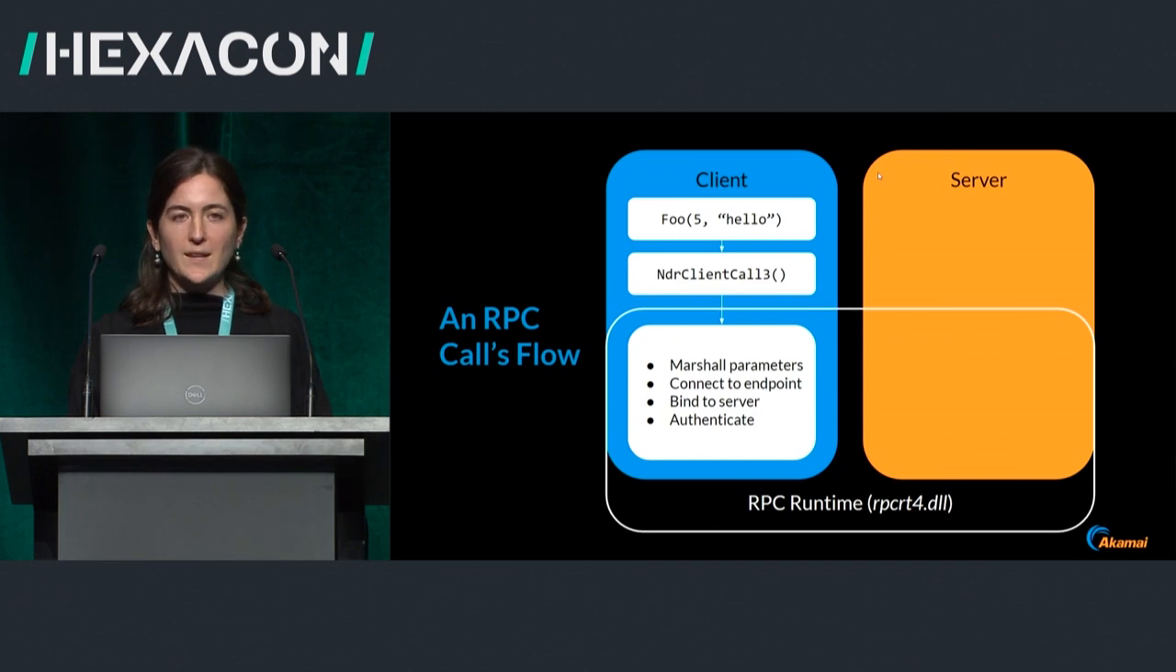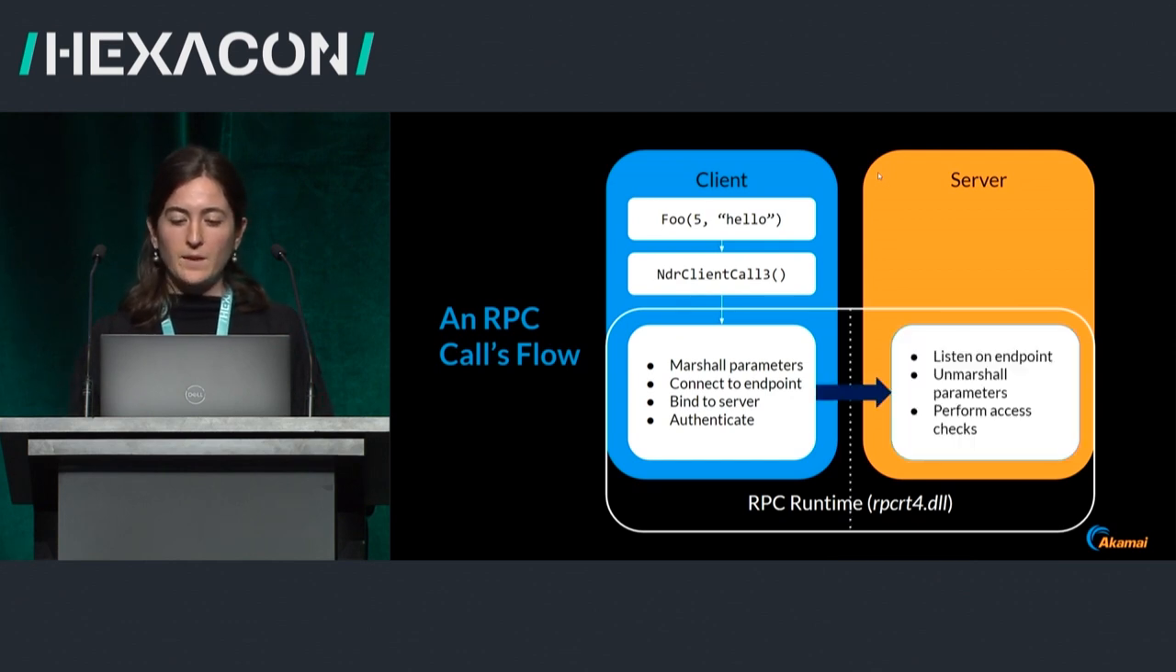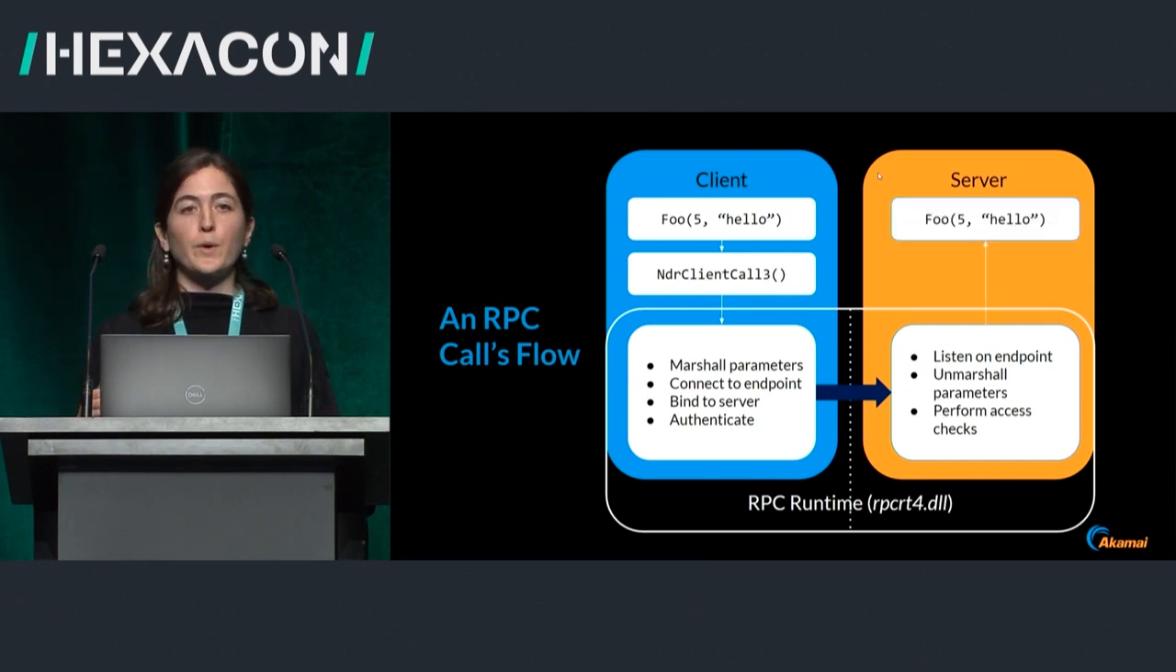So here we can see that the RPC runtime for the client is responsible for marshaling function parameters, taking them and converting them to network representation, doing the actual connection to the server, binding to the server, and authenticating if necessary. On the server side, the RPC runtime is responsible for listening to connections, accepting them, unmarshaling the parameters of the functions, and doing access checks if necessary. Eventually, the RPC runtime is the component that dispatches the call to the original function we requested, which is foo.